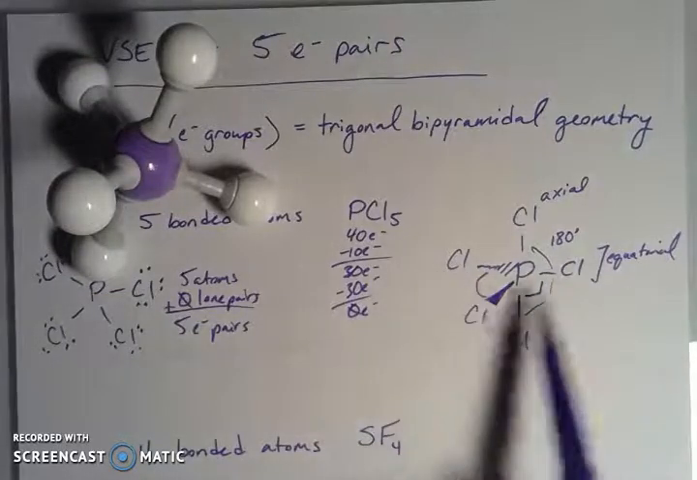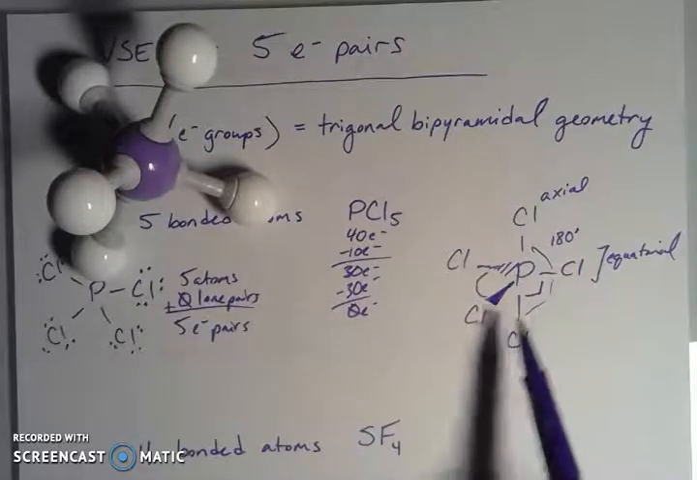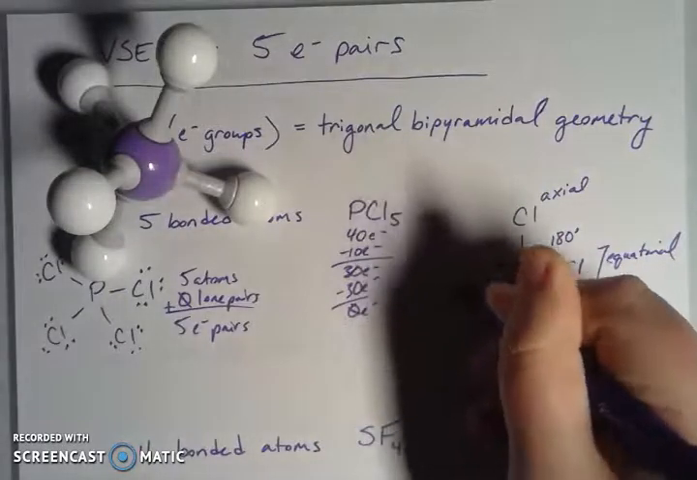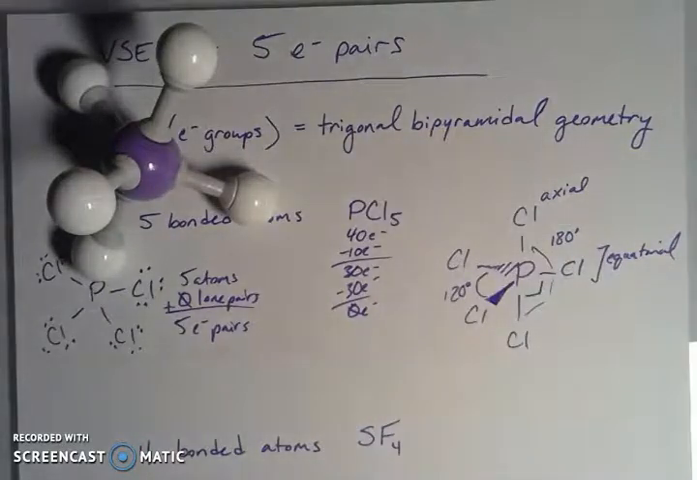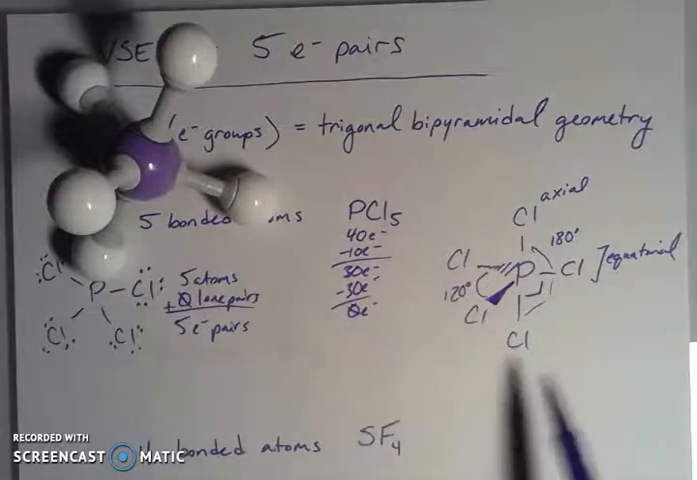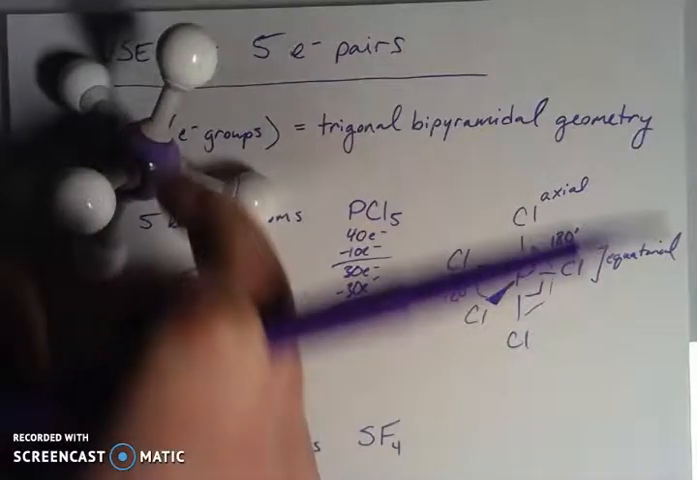So the 90-degree angle is between this and the axial positions, right? So I have a 90-degree angle between this guy and this guy, but between each other, around this center bit, we have 120-degree angles, just like a trigonal plane. So we have kind of two different angle types, or three different angle types if you want to think about it that way, between the different combinations of chlorines in a trigonal bipyramid.